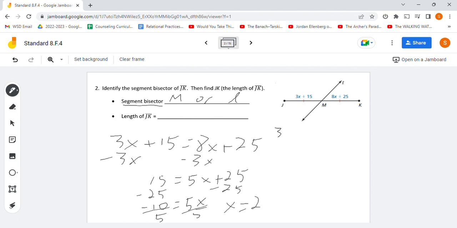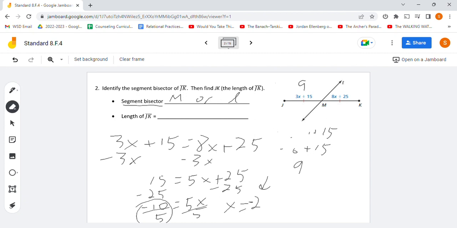So we get 3, and I messed up here. This is a negative 2. We have a positive divided by negative right here. That will make a difference. So we have 3 times negative 2 plus 15. 3 times negative 2 is negative 6. Add those together and we get 9 for that segment right there.